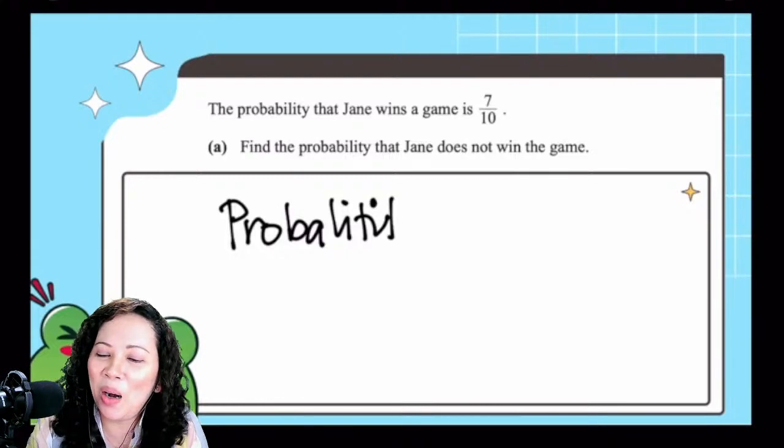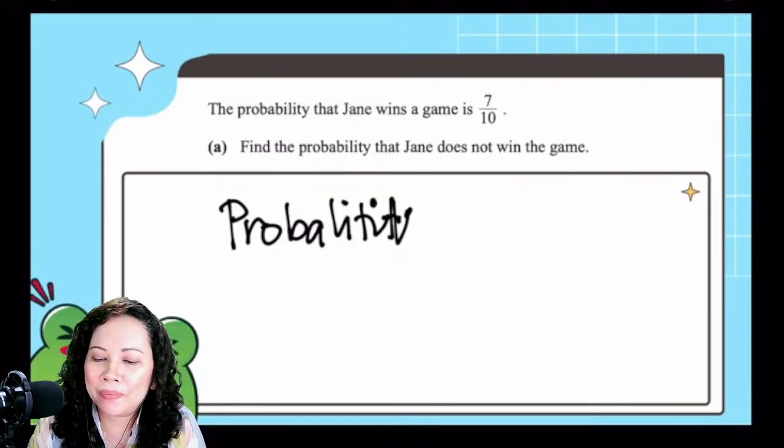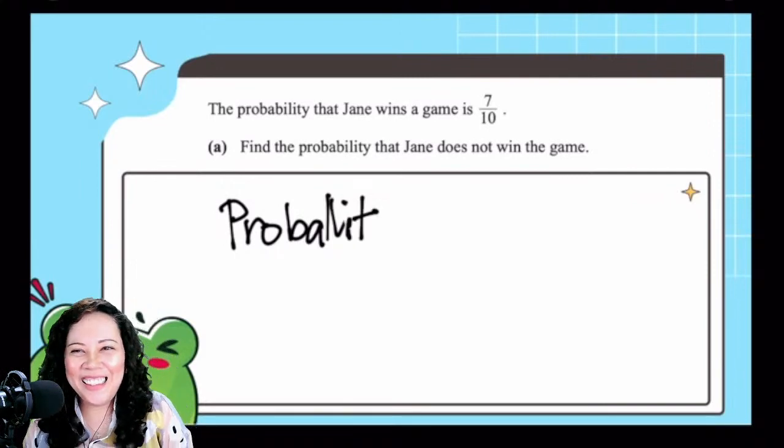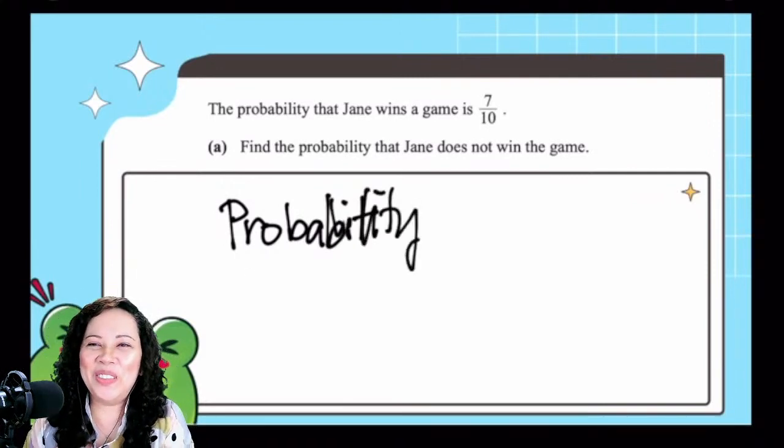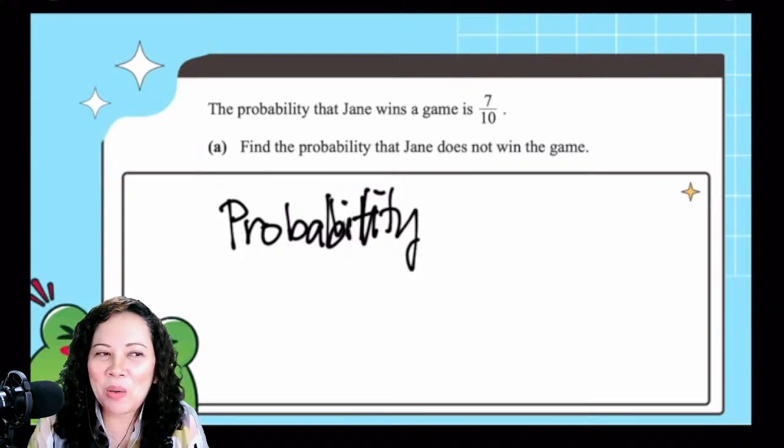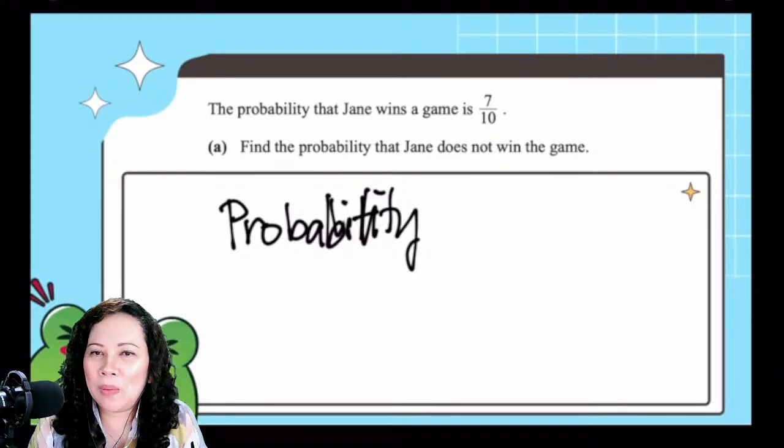Oh my goodness! Wait, where's the eraser?